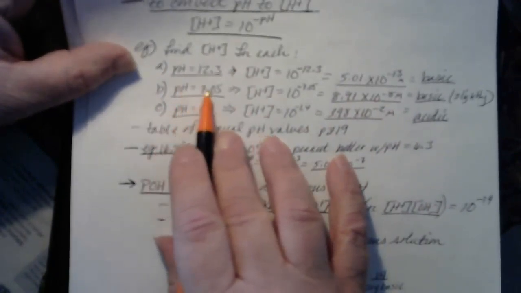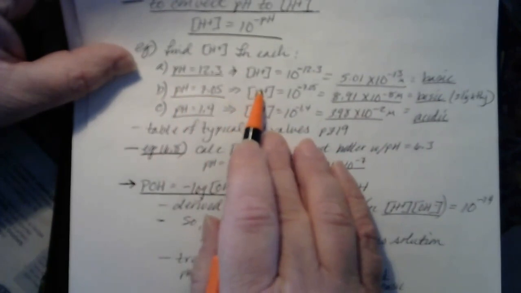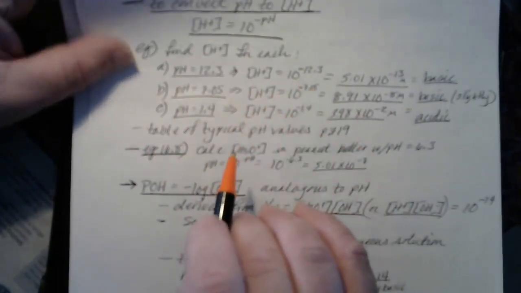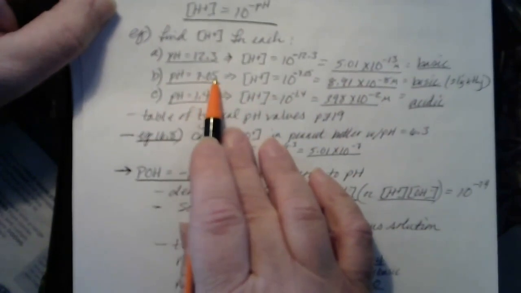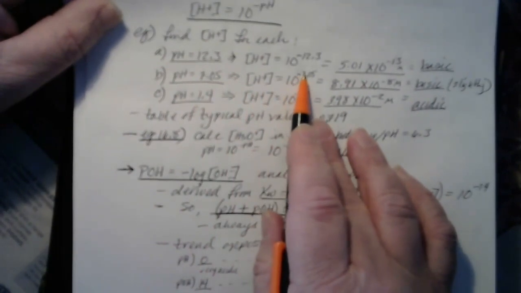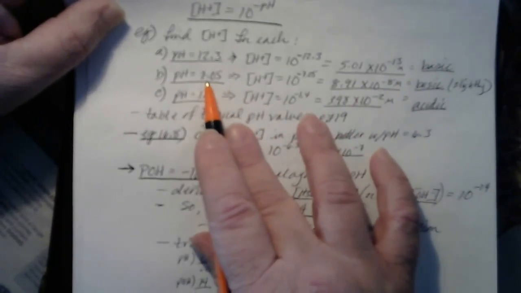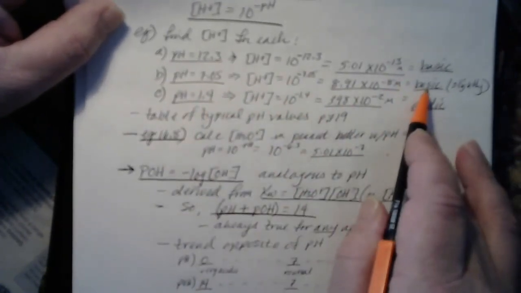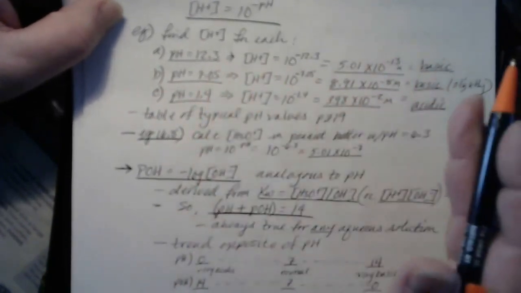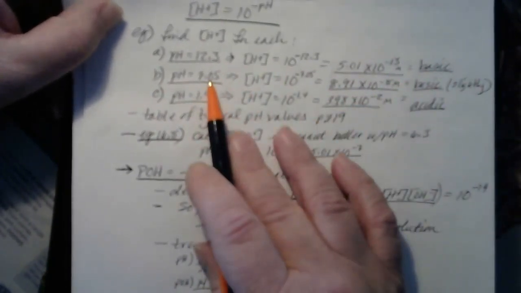Okay, pH of 7.05. If this were a case where the pH is equal to 7.00, then all you'd have to do is say H plus is 10 to the minus 7. But it's not quite 7.00, it's 7.05. And so H plus is going to be 10 to the minus 7.05 power, and that comes out to be 8.91 times 10 to the minus 8 molar. With a pH of 7.05, I guess it's technically basic, but just barely, because 7, of course, is neutral, and this is just a little bit above that.